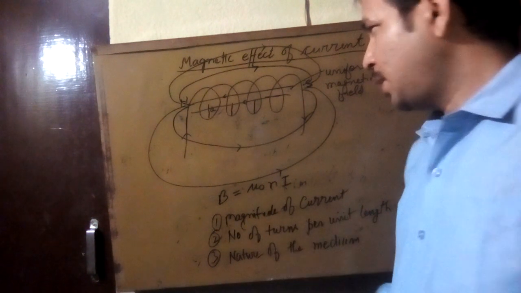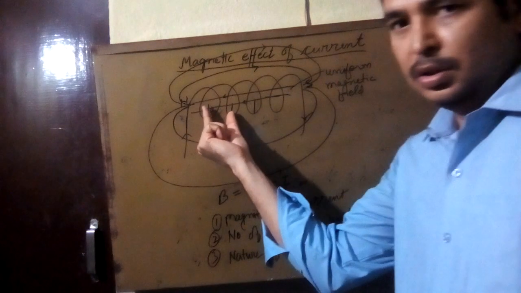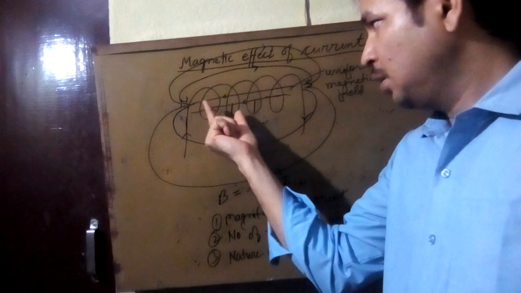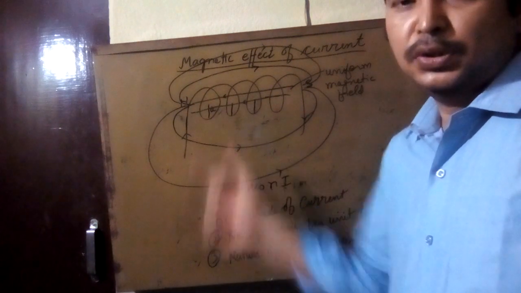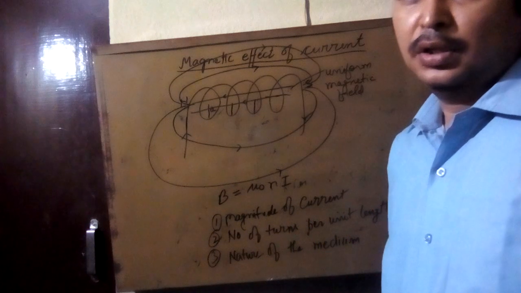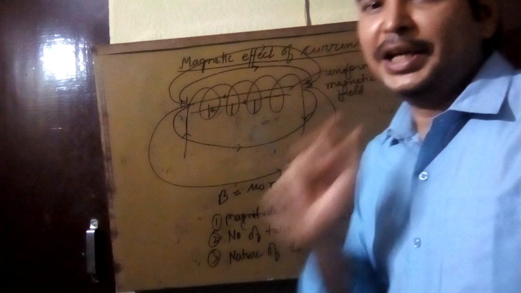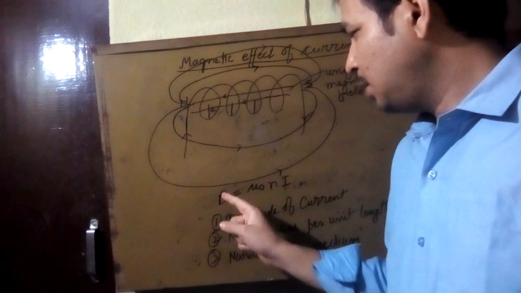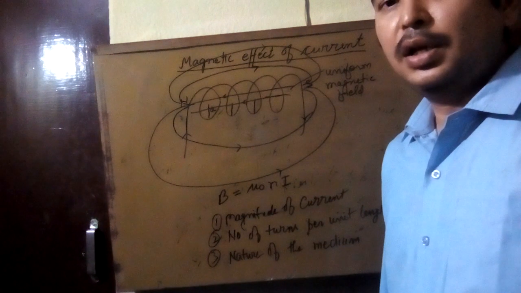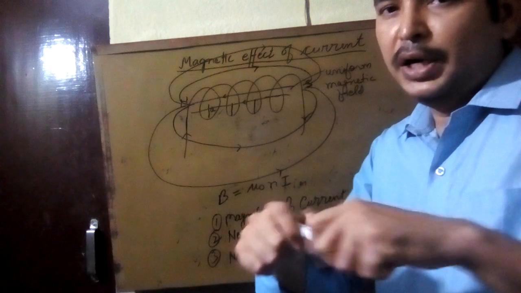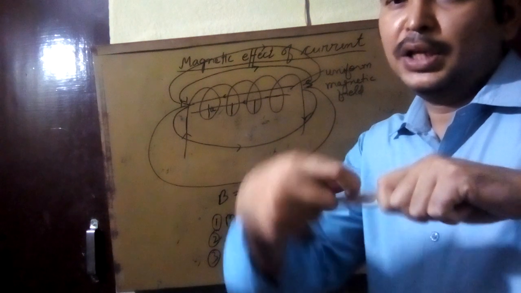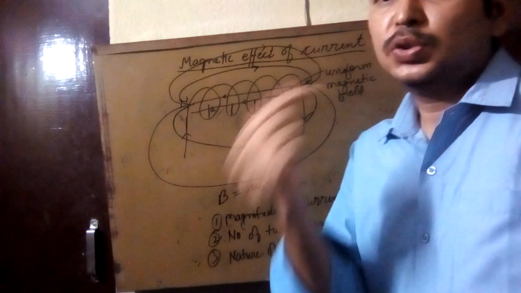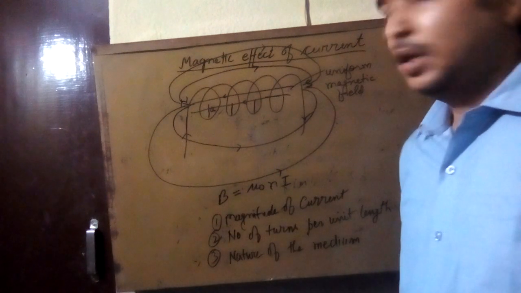Second, number of turns per unit length. Means in unit length, maybe 1 centimeter, maybe 1 millimeter, whatever length you are taking, how many turns? Suppose in unit length 4 turns are there, so magnitude of magnetic field is less. If you increase, suppose 10 turns are there, so magnitude of magnetic field will increase. So it depends on the winding which you are making. Suppose you are coiling the coil closer to each other, so number of turns per unit length will increase, and magnitude of magnetic field will also increase.